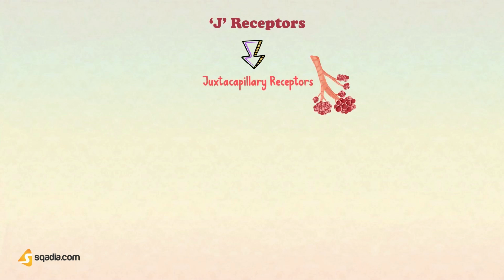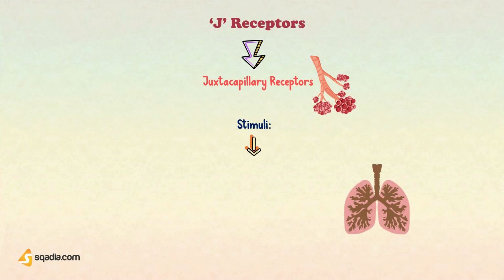Now, the next receptors are the J receptors. J receptors are juxtacapillary receptors, which are present on the wall of the alveoli and have close contact with the pulmonary capillaries. These receptors are in fact the sensory nerve endings of vagus. Nerve fibers from these receptors are non-myelinated and belong to C-type. Well, few receptors are found on the wall of the bronchi.